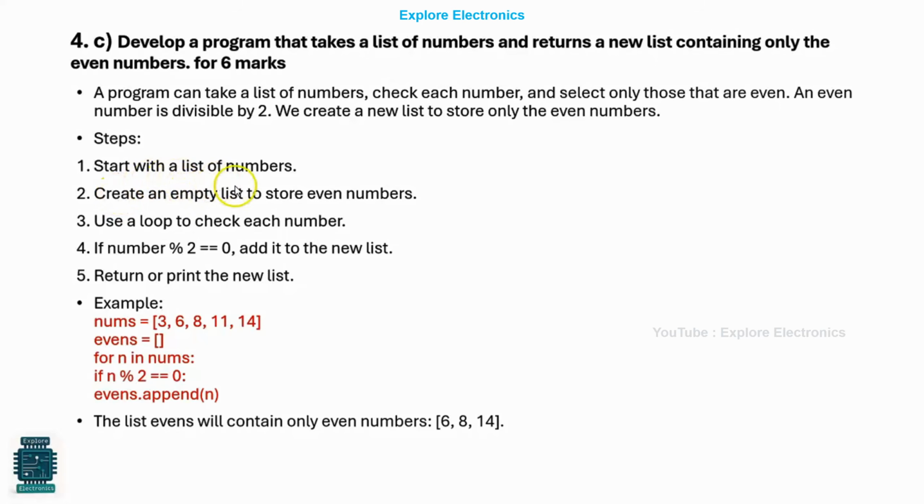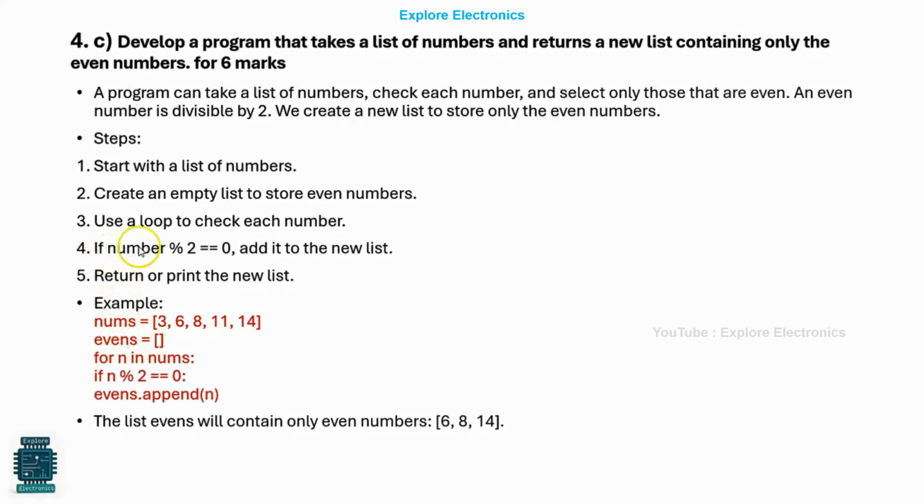After that, create an empty list to store the even numbers. I am creating the empty list, that is evens. That is an empty list initially to store the even numbers. Use a loop to check each number. I am using a for loop to go and check each number, that is, which is divisible by 2. If it is divisible by 2, that is even and it is stored in the evens list.